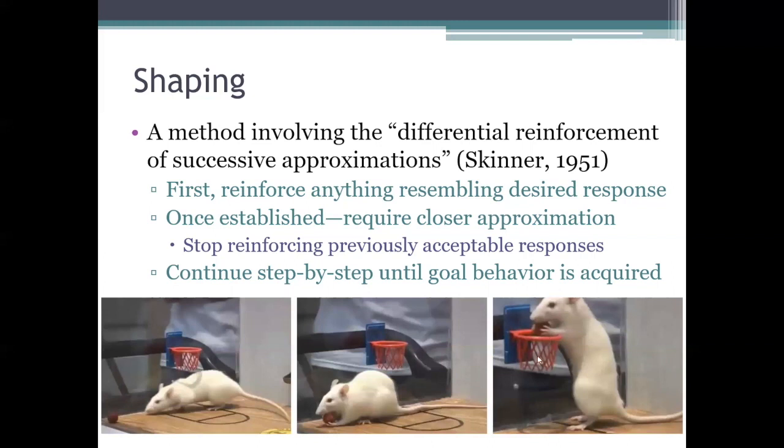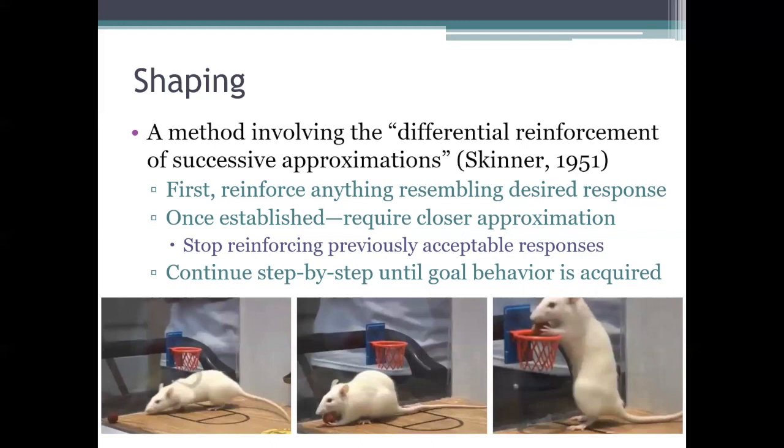So when you shape an animal's behavior, you first reinforce a very rough, very broad approximation of the target behavior, right? Like just approaching the ball. You use that as your starting point because you got to start by reinforcing something that the animal will actually do. And then you get more specific from there.